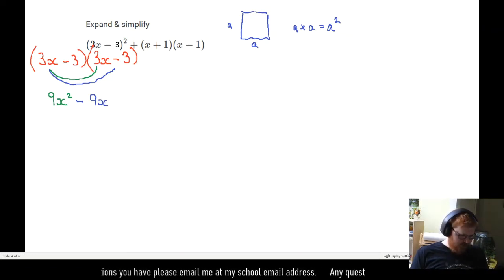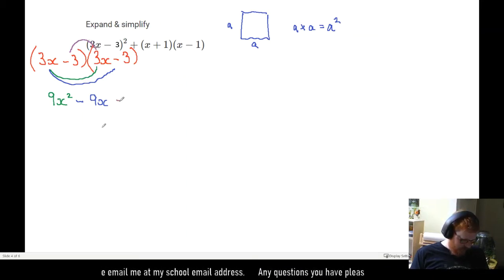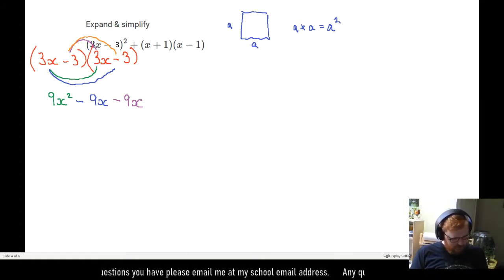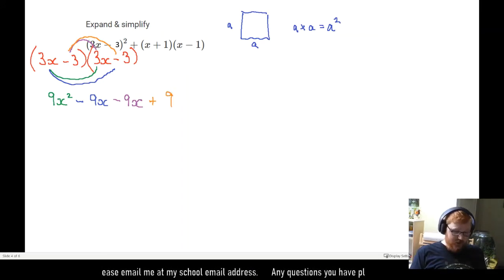And I'm actually going to be doing the same thing again now, aren't I? Because I've got this negative 3 times 3x. That's going to give me another 9x. And finally, orange, my favourite. -3 times -3. Negative times negative is a positive. 3 times 3, so that's going to give me 9.